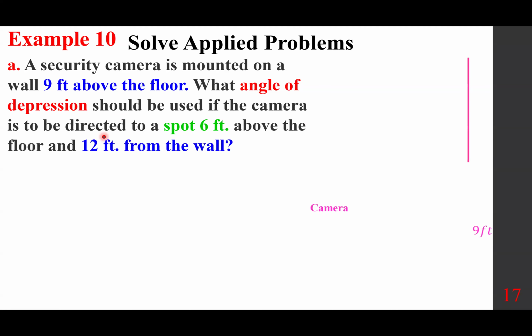In other words, this is 9 feet, the camera is somewhere here, and so this is 9 feet. This is somewhere here where the camera is. And this distance is 12 feet. This angle, we're going to call it A. This is 6 feet above the floor. Okay, so this is 9 feet above the floor. And the camera is angled such that it can see this spot.